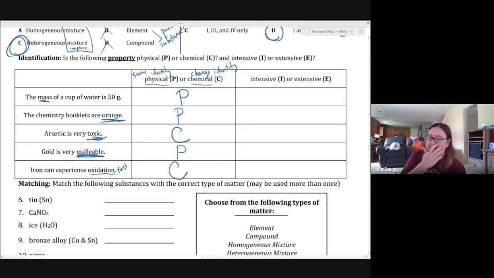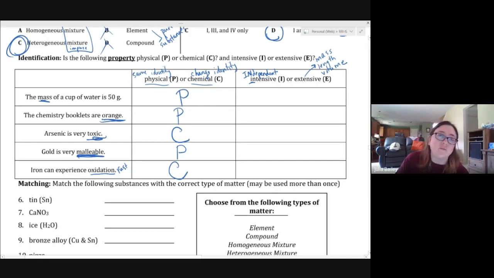Now let's talk about this intensive, extensive half of the chart. Intensive properties are independent of how much matter there is. Extensive depends on matter. And we talked about 3 main extensive properties, where basically if I have more stuff, the value changes. We talked about mass, length, and volume.